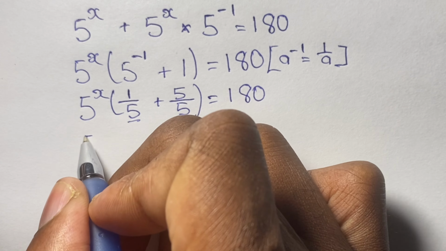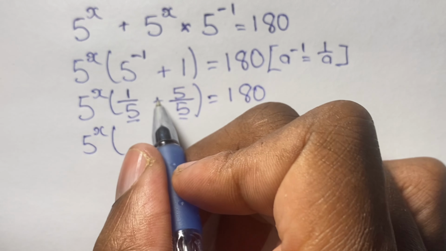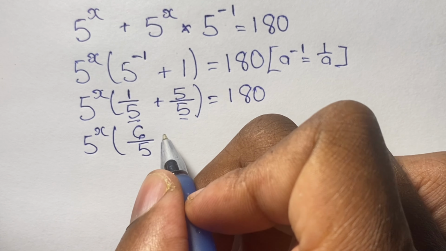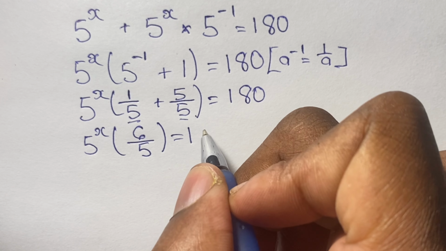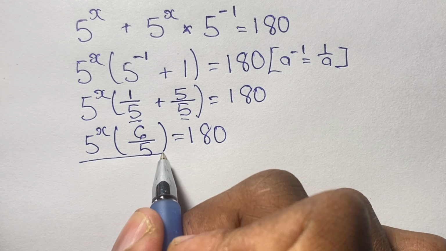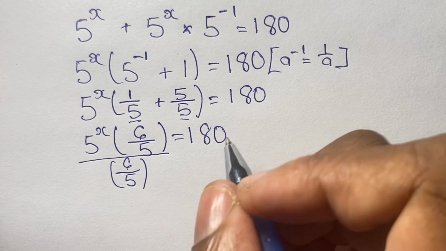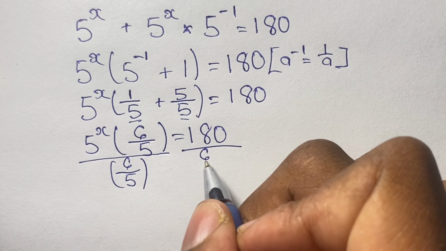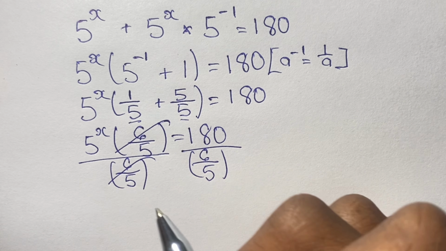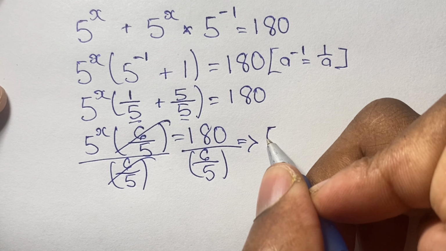And now from here we'll simplify what we have in our brackets. So we'll have 5 to the power of x in brackets. 1 plus 5 is 6, so just add the numerator and just rewrite the denominator. So that's 6 over 5, and this all equals 180. And now from here we divide both sides by 6/5. So we'll have 6/5 being divided here, and we also divide it here on the right side of the equation. Now on this side the 6/5 are going to be cancelled out, so we'll have 5 to the power of x is equal to 180 over 6/5.